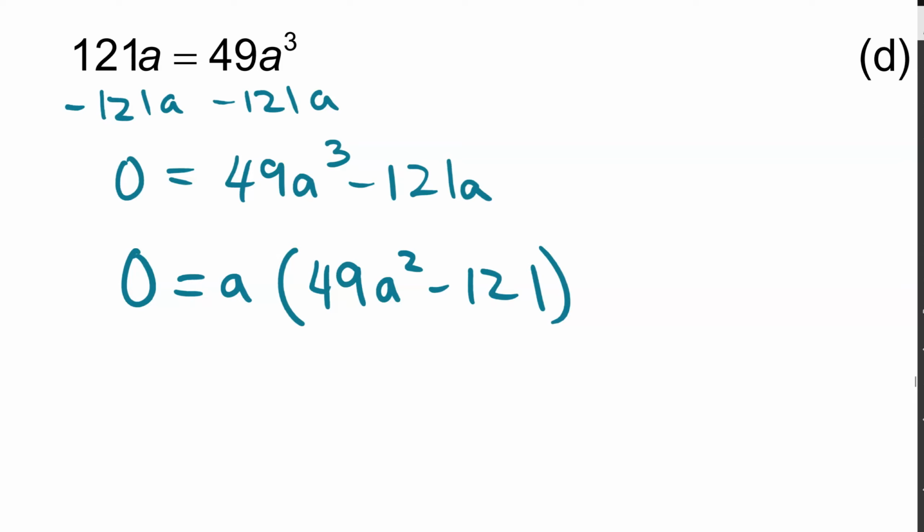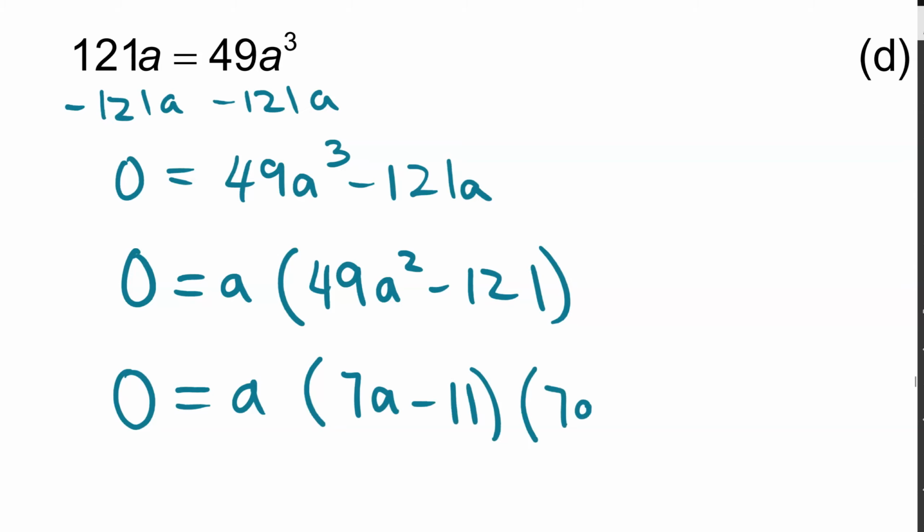Do we know what 49a squared minus 121 is? It is a blank of blank. Difference of squares. There's a subtraction sign. Difference. Both of these are squares. 49 is 7 squared. 11 squared is 121. Difference of squares. So I can write this as 7a minus 11, 7a plus 11.